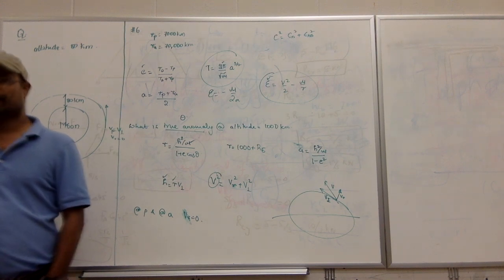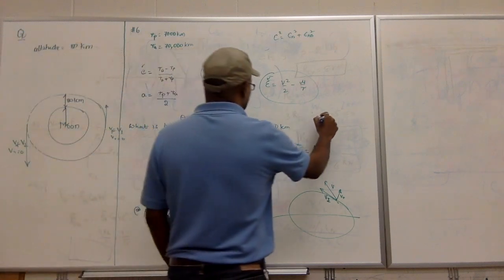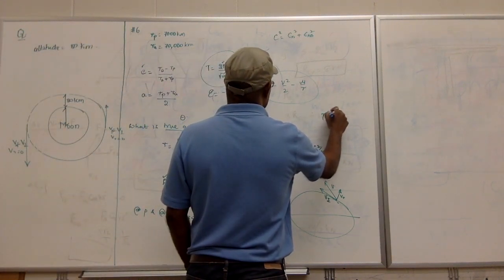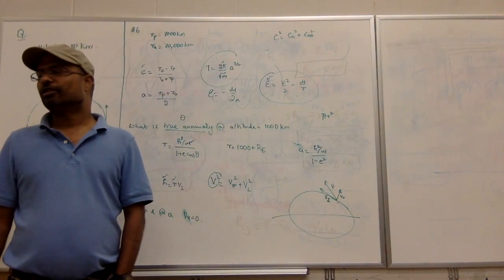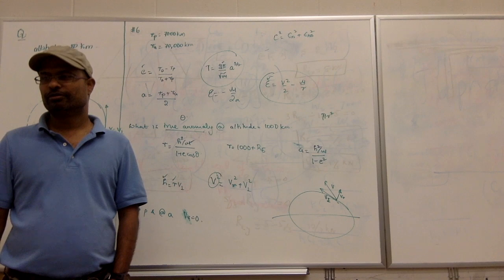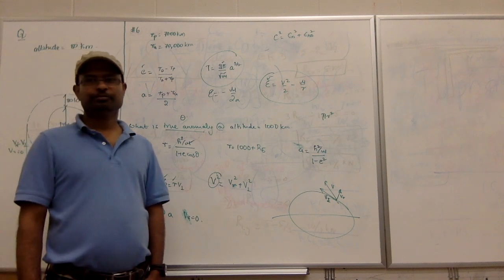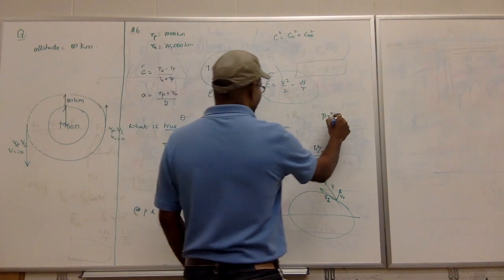No, it's pi r squared. Bet your life on pi r squared. Pi r squared, okay. So pi r squared is the area. Okay. What is the area of an ellipse? Let me see what Google says. Pi a b. Yes.